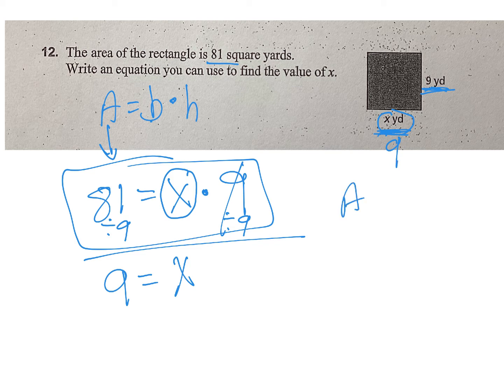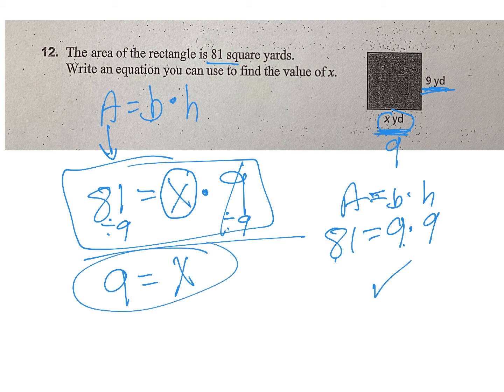So let's plug it in and see what we get. Area equals base times height. I think the base is 9 and the height is 9. And it told me the area was 81. 9 times 9 is 81. It checks out. And so your variable is 9. And I will give you this formula if you need it on the test.